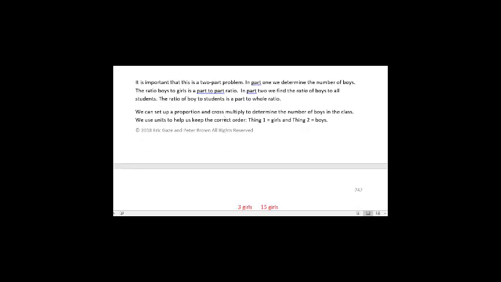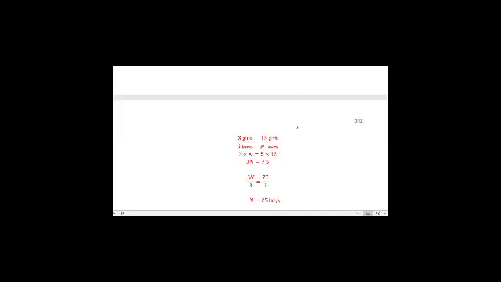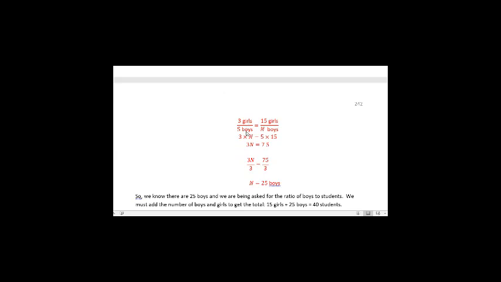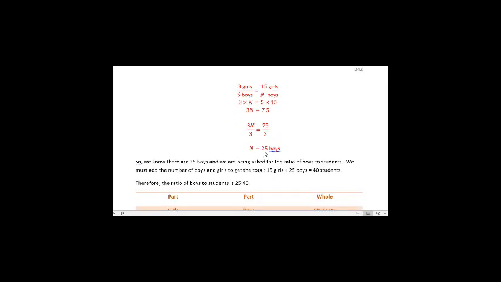So you set up a proportion and cross-multiply to determine the number of boys in the class. We use units to help us keep the correct order. Thing 1 is girls, thing 2 is boys. So there is 3 girls to 5 boys. So that's going to be equal to another ratio that has 15 girls, so I don't know how many boys. Cross multiply, divide, and we get 25 boys. So now we know that, and importantly, 3 over 5 is the same as 15 over 25.